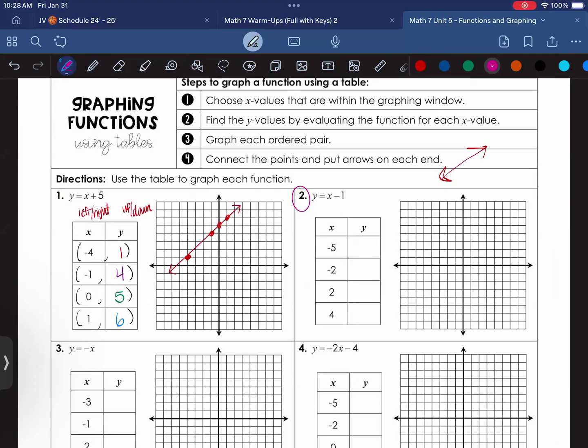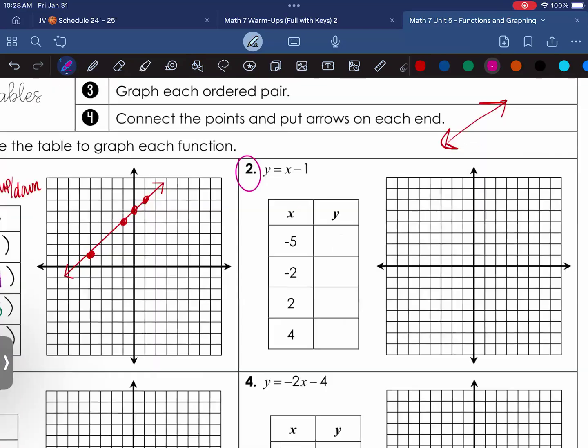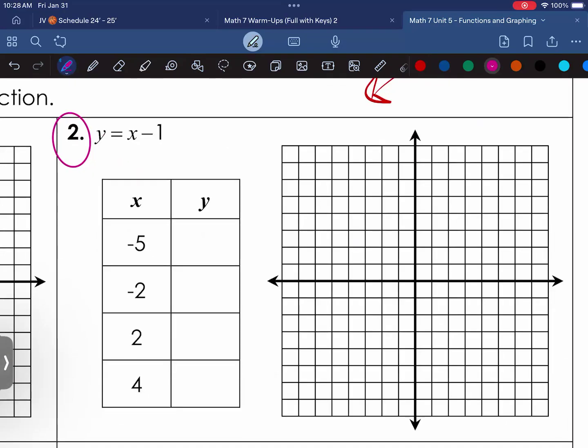All right, you should have paused the video and tried number 2 on your own. So do that before you check the answers. So if I plug in -5, I'd get -5 minus 1, which is -6. -2 minus 1 is -3. 2 minus 1 is 1. And 4 minus 1 is 3. Be sure that you got these correct. If you didn't, you need to check to see where you went wrong.